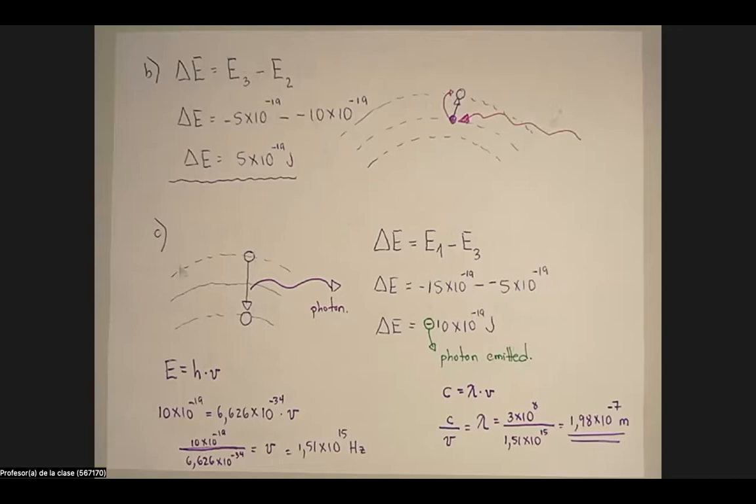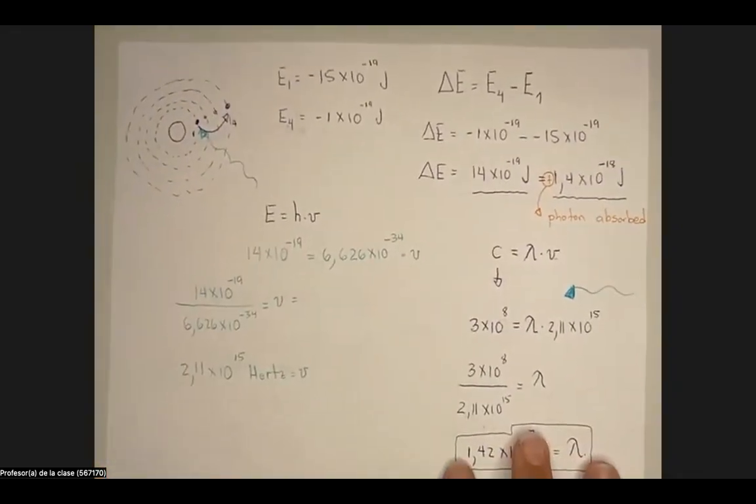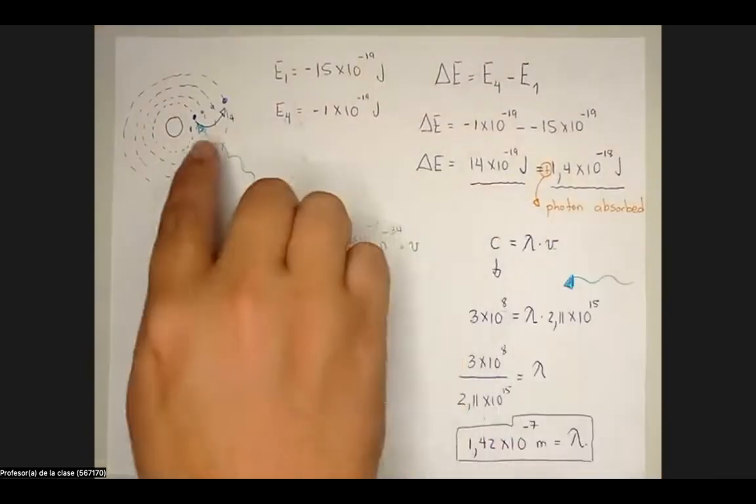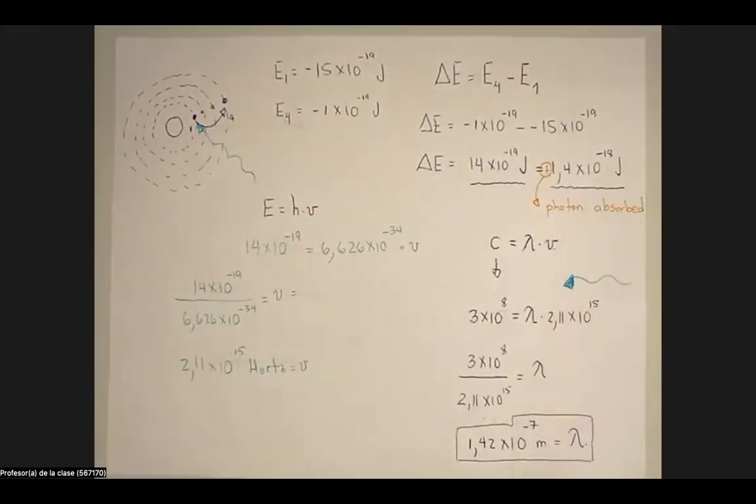Okay. So remember, I know the difference in energy between two different levels. The sign will have an interpretation: a photon is emitted when the subtraction is negative, and a positive sign on the subtraction between two different levels will mean that the photon is absorbed. And that's it. That was the problem.